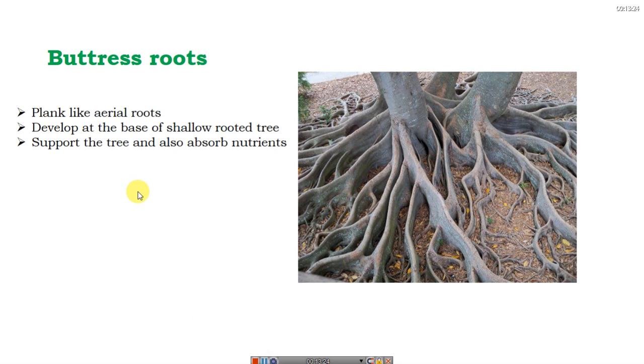Buttress roots are adventitious roots. These are plank-like aerial roots that support the shallow-rooted trees. They support the tree and prevent falling off of the trees, and also help in absorption of nutrients.